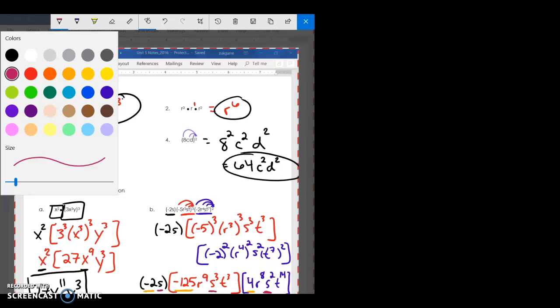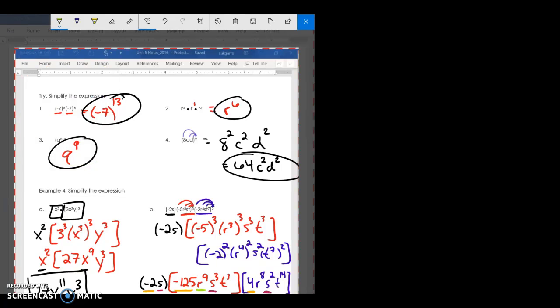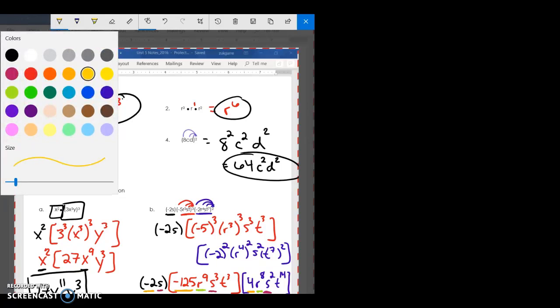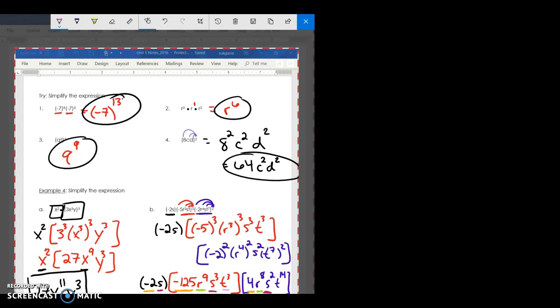Then we can do our r's. I see r to the 9th and r to the 8th. Again, I'm multiplying, so I'm going to add the exponents. 9 plus 8 is 17. And finally, let's pick a better color. Let's do pink. I see a t cubed and a t to the 14th. Add the exponents and it's t to the 17th. So that would be our final answer.